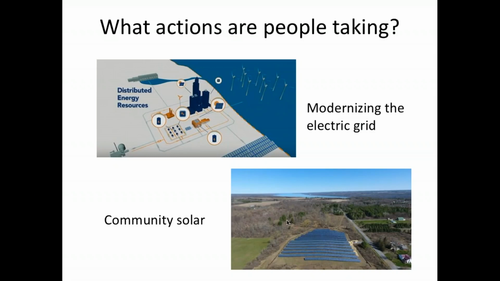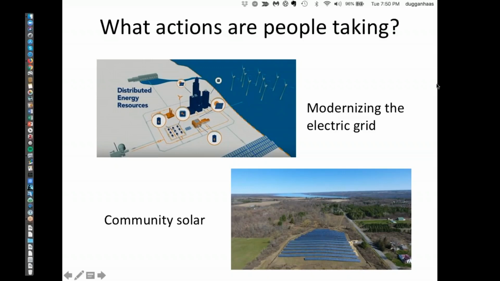The examples in my slide tend to be very focused on New York State because that's where I work, so just to let you know that ahead of time. But here in New York State, there's a lot of interest at the state government level in modernizing the electric grid. Community solar is big here. I constantly get advertisements in the mail about new community solar projects that my household could sign up for. Next slide, please.